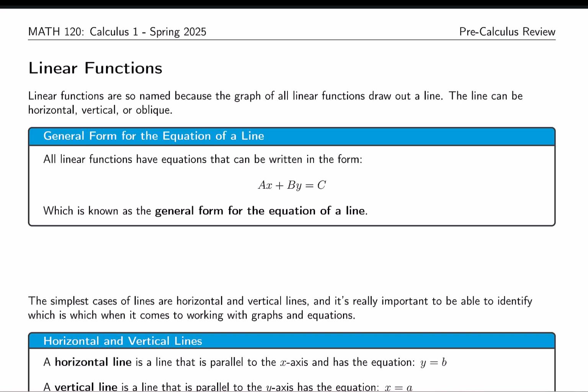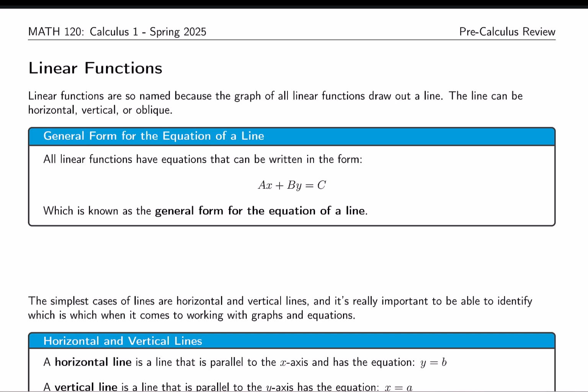Let's now turn our attention to linear functions. Linear functions are named that because when you map out the points in a linear function, when you graph these points, they're always going to draw out a line. Now that line could be horizontal, it could be vertical, or oblique, meaning that it is slanted in some way. But in two dimensions, those are your only options.